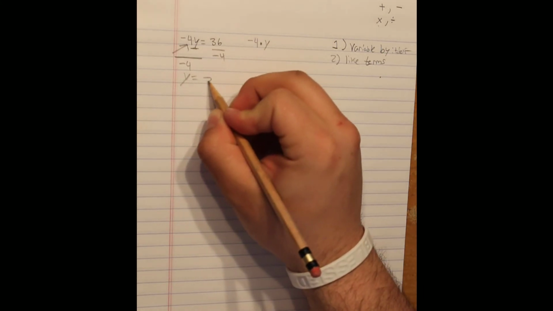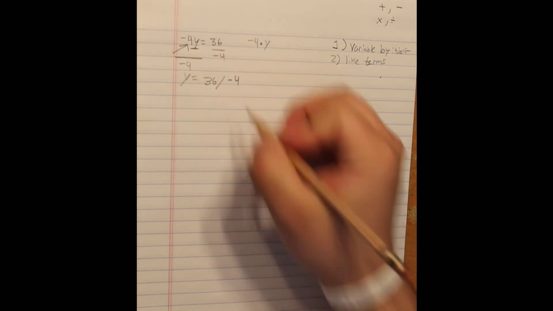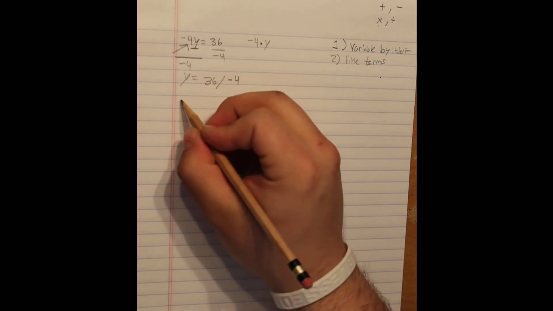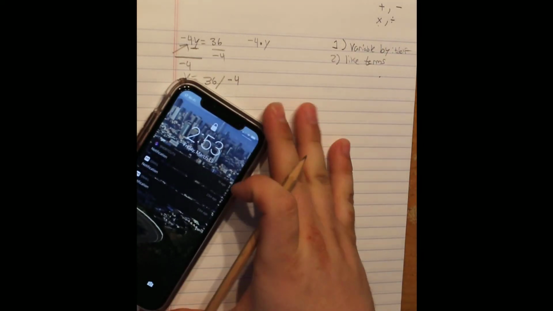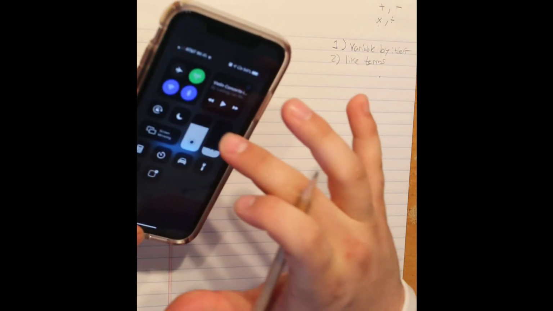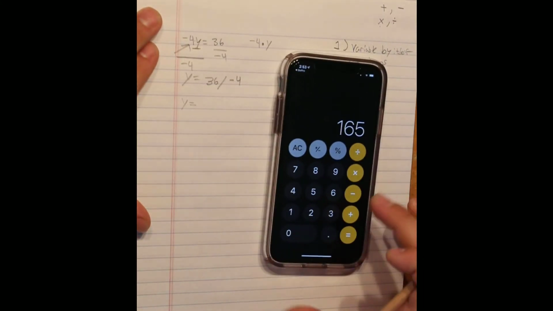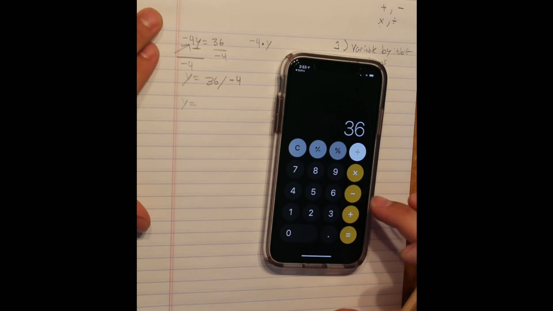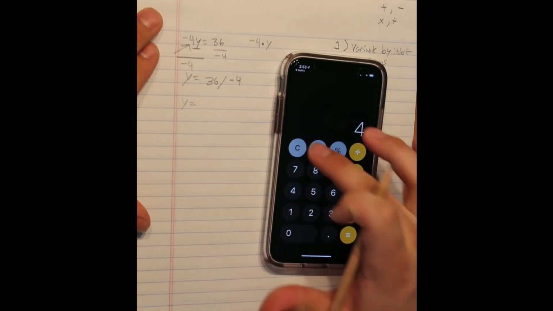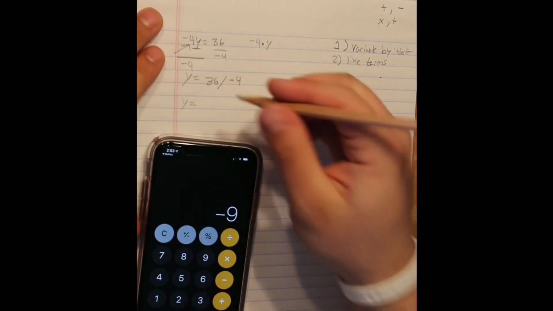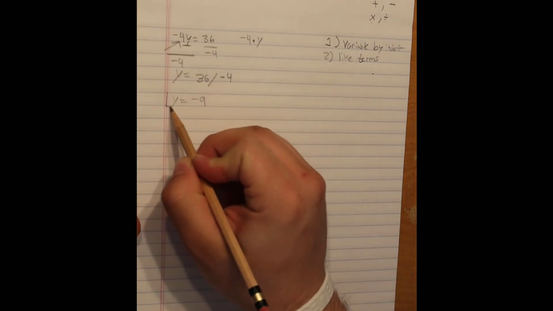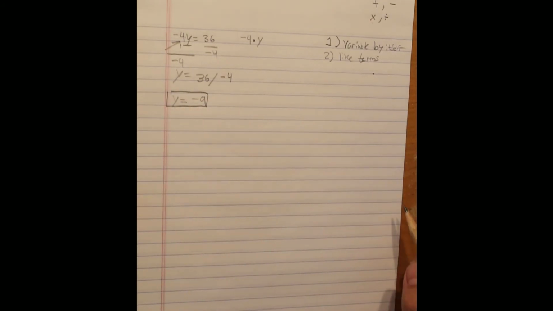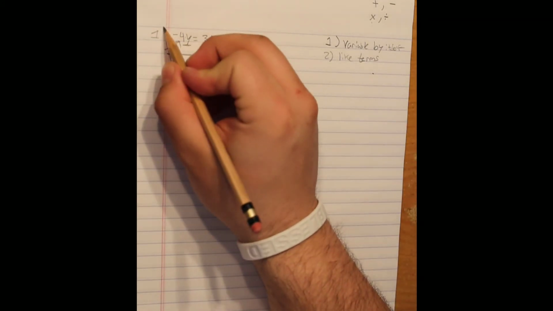Y equals 36 divided by negative 4. Y equals, I'm going to double check my answer because I don't remember, and this is something that you can do. So I pulled out my calculator. 36 divided by 4. But it's a negative number. So we have negative 9 is our answer. And this is how your steps should look exactly. This is for example number 1.